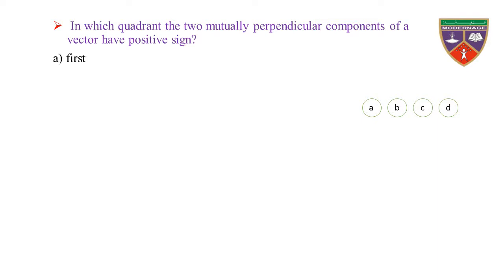Option A first, option B second, option C third, option D fourth. The key is first quadrant. Therefore, the option A is correct.